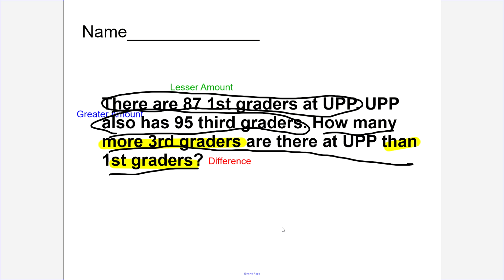would we need to add or subtract to solve this problem? You're right. To solve this problem, third grade, we would subtract. Because when the difference is missing, we subtract the greater amount minus the lesser amount.